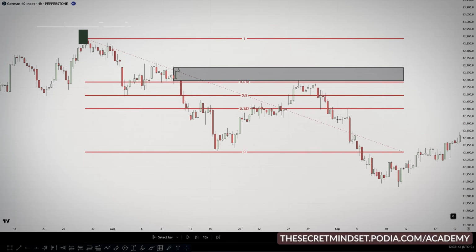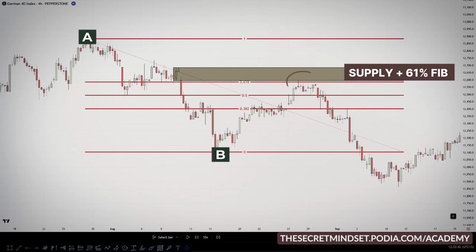On the flip side, if you see the price approaching a major supply area and that coincides with a Fib level, it could be a sign that the buyers are about to run out of steam. If the price gets rejected at that level, it might be time to start hunting for short opportunities.